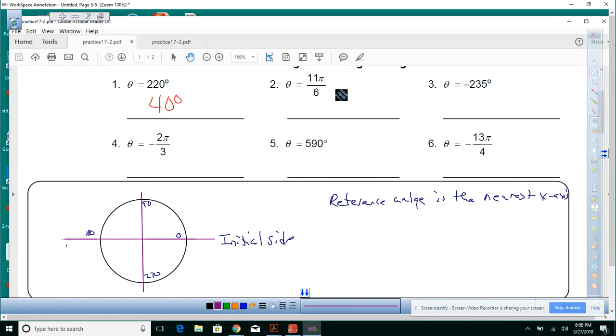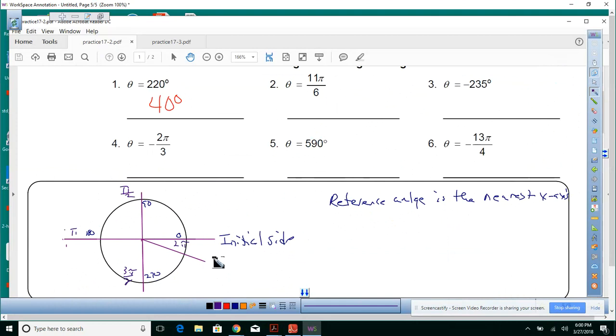And 11 pi over 6. Well, if you do it in pies, this is 0, and that's pi over 2, and this is just pi, and that's 3 pi over 2, and this here would be 2 pi. Well, 2 minus 11/6 is just pi over 6, 1/6, right? So that's going to be right there.